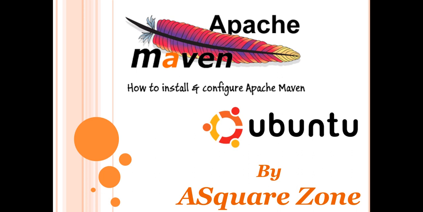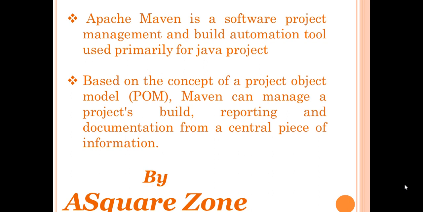In this video, I am going to explain how to install Apache Maven on Ubuntu server. Now, we'll talk about Apache Maven. Apache Maven is a software project management and build automation tool used primarily for Java projects. Based on the concept of a project object model, called POM, Maven can manage a project's build, reporting, and documentation from a central piece of information.